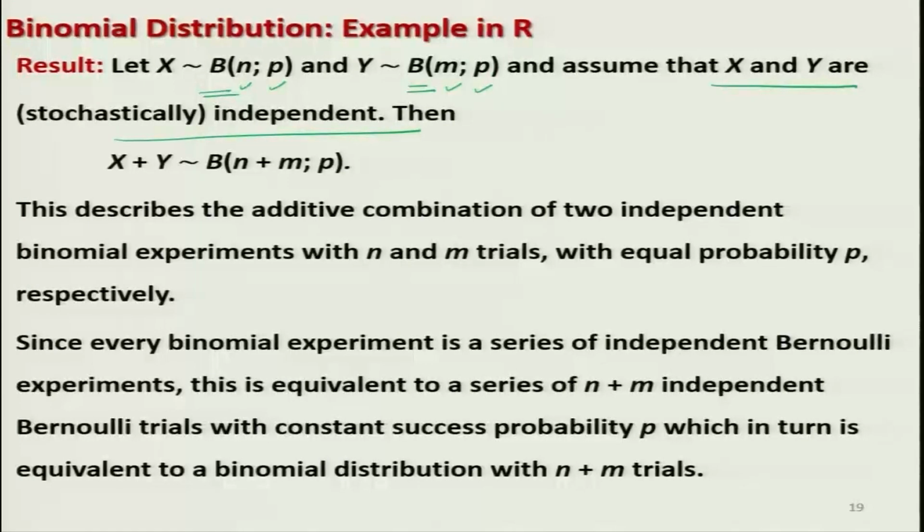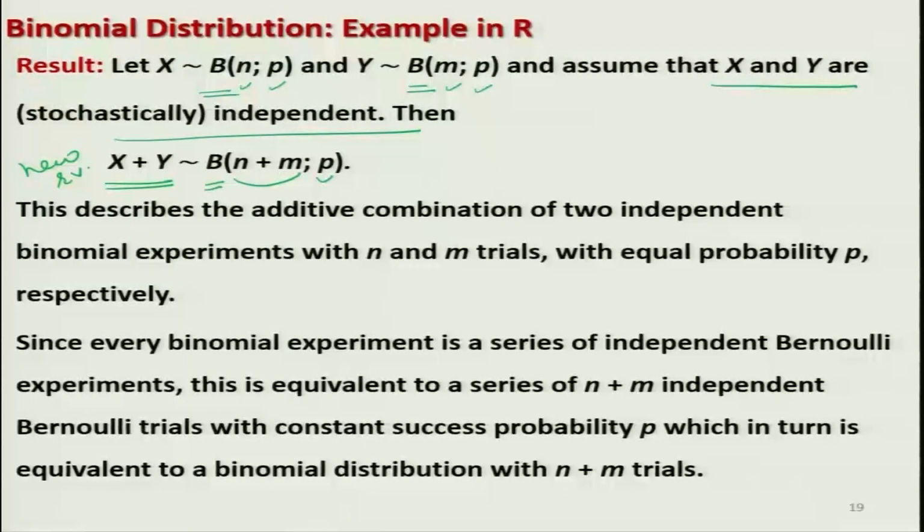So, the probability in both random variables remains the same, p, but only the numbers m and n are different. In this case, if you want to find the distribution of X plus Y, which is going to be a new random variable, then X plus Y will have a binomial distribution whose parameters will be n plus m, and the probability will remain the same, p.